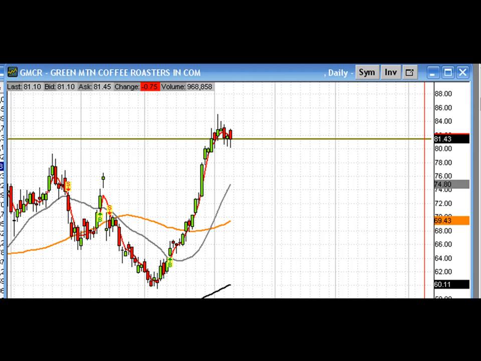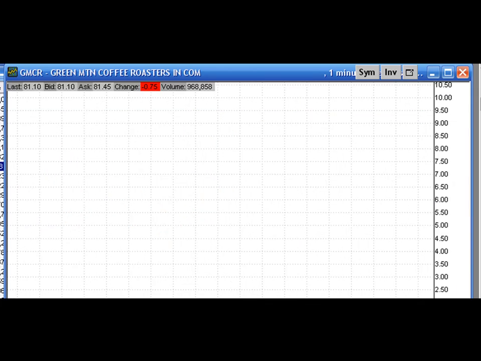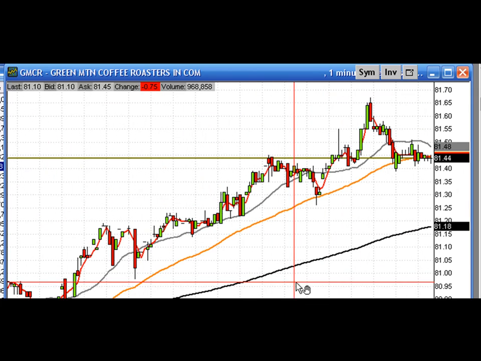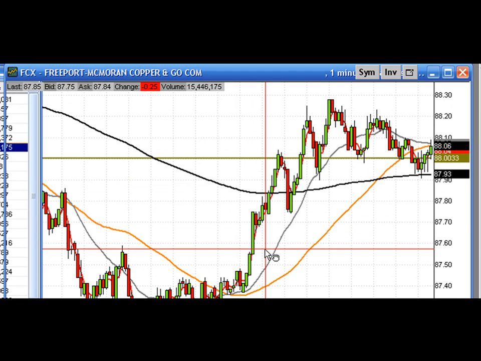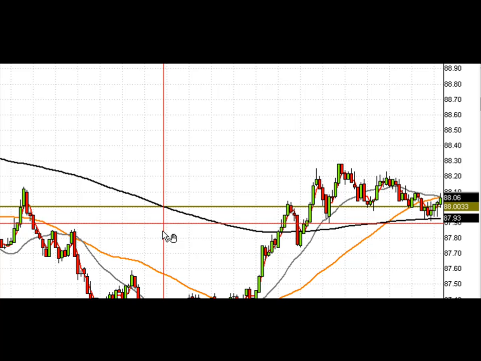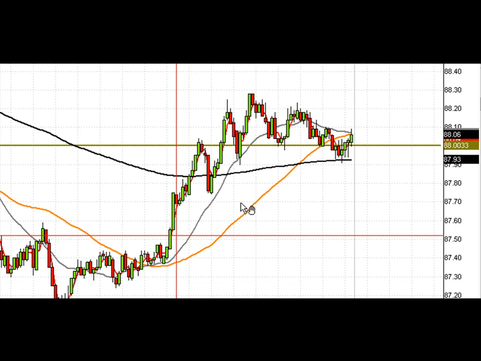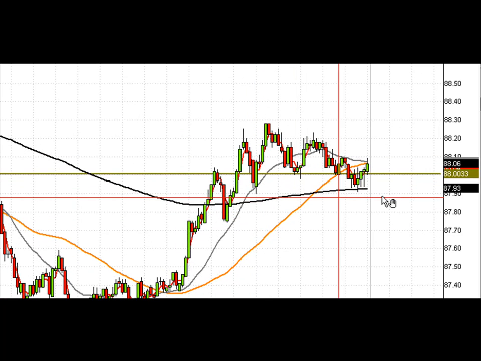I've been getting a lot of questions. One of the questions that I've been asked is what are the moving averages and what other indicators do I have when I trade? Let me go to a better stock. Okay, this is Freeport McMoRan, FCX, on the 1 minute. On the chart, these are usually just the indicators that I use.